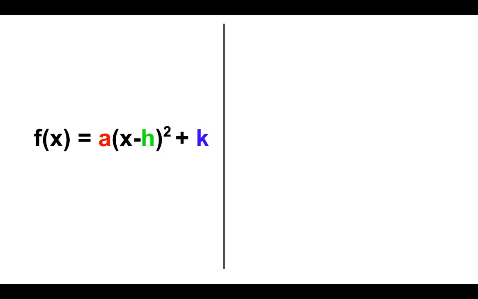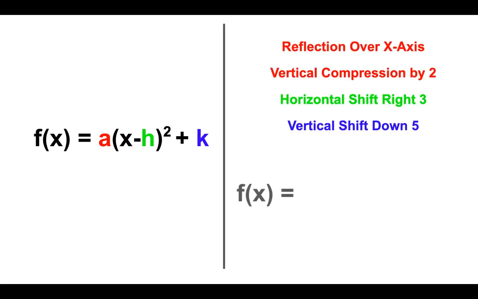Once again, we have our function for transformations, and I want to write a function with these components. A reflection over the x-axis is going to give me a negative out front. A vertical compression by 2 means it has to be a fraction. So instead of 2, I'm going to write 1/2. The horizontal shift right 3. Well, we know inside is opposite, and right 3 is going to be the opposite. It's going to be x minus 3 squared. A vertical shift down 5 will be a minus 5 on the outside.